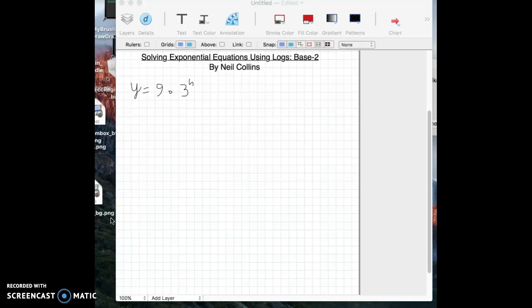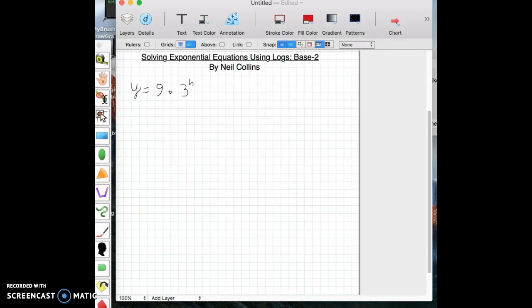Hello, tonight we are doing the lesson on solving exponential equations using logs base 2. And today we are starting with the equation y equals 9 times 3 to the h power. What we are going to do to start off is put a value in for y in order to make this equation solvable. Sorry about my stylus acting funny after I draw. This is the only application I could find for free, and I'm working with what I got.